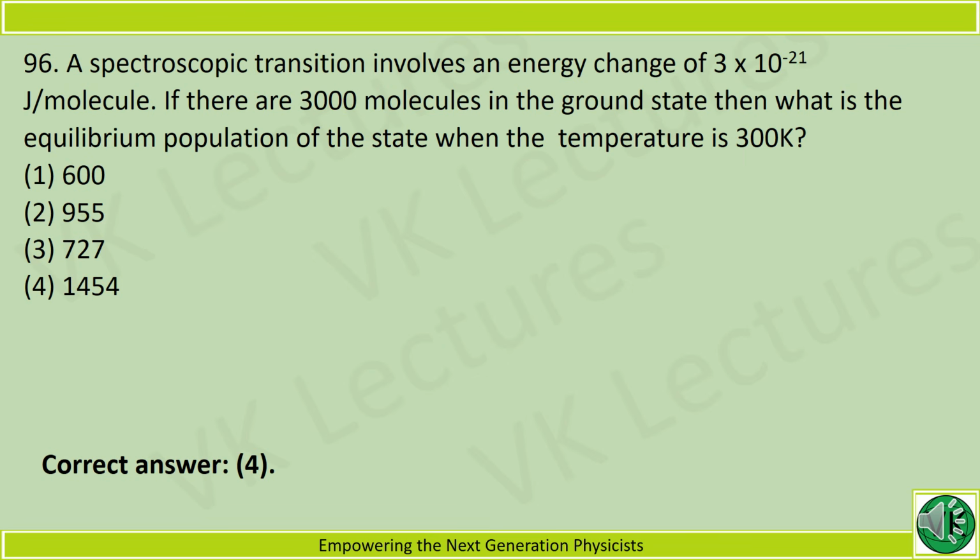A spectroscopic transition involves an energy change of 3 into 10 to the power minus 21 joule per molecule. If there are 3000 molecules in the ground state, then what is the equilibrium population of the state when the temperature is 300 K? The correct answer is option 4, 1454.